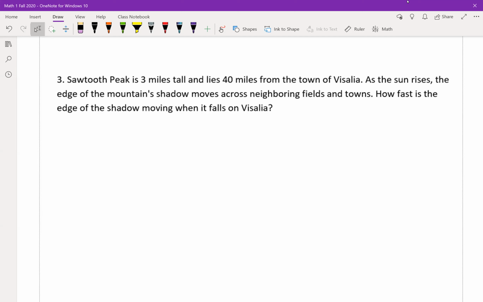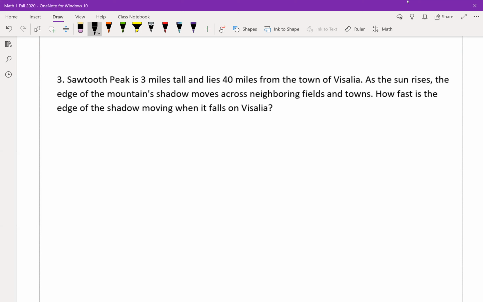So here we're looking at a mountain, Sawtooth Peak. It's about 3 miles tall and lies 40 miles from the town of Visalia, which is where I grew up. As the sun rises, the edge of the mountain's shadow moves across neighboring fields and towns. How fast is the edge of the shadow moving when it falls on Visalia?